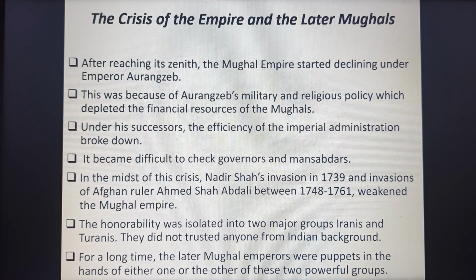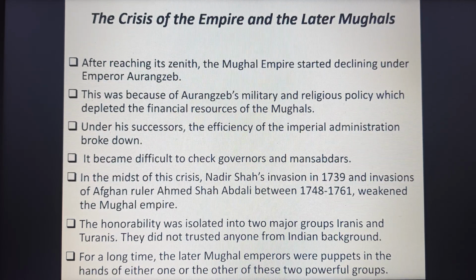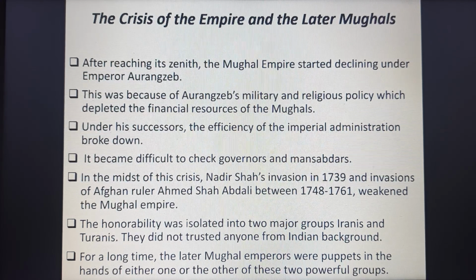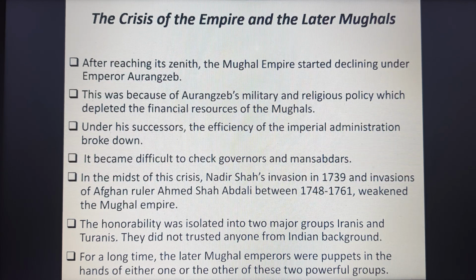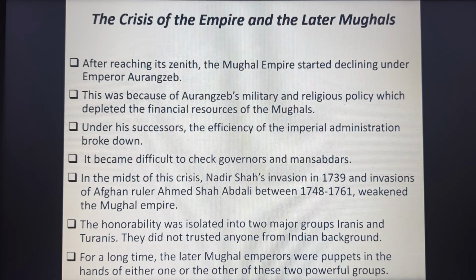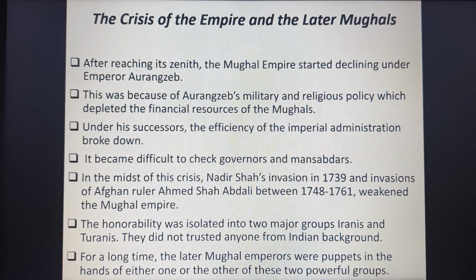In the midst of the crisis, Nadir Shah's invasion in 1739 and the invasions of the Afghan ruler Ahmad Shah Abdali between 1748 and 1761 weakened the Mughal Empire. These were the times when Nadir Shah and Ahmad Shah Abdali attacked the Mughal Empire, and they totally looted everything from Delhi, as history says. When you read it thoroughly, you will find that they left the city with nothing. The nobility was divided into two major groups, Iranis and Turanis.